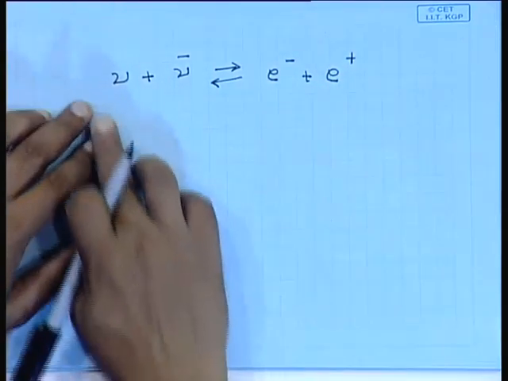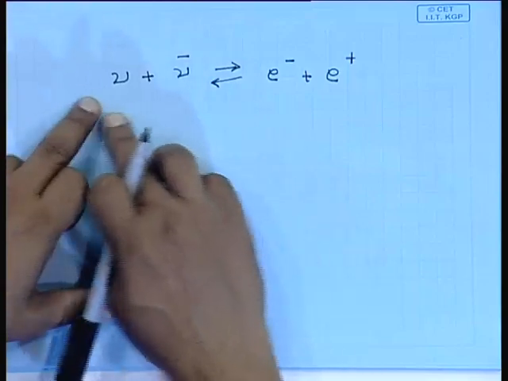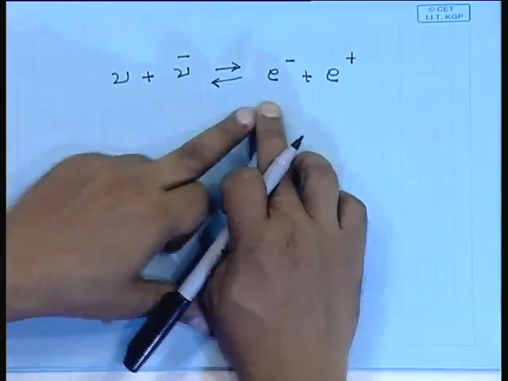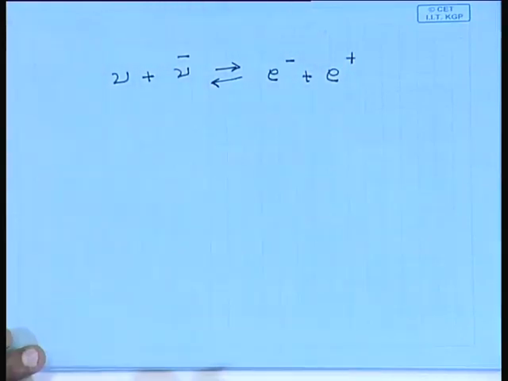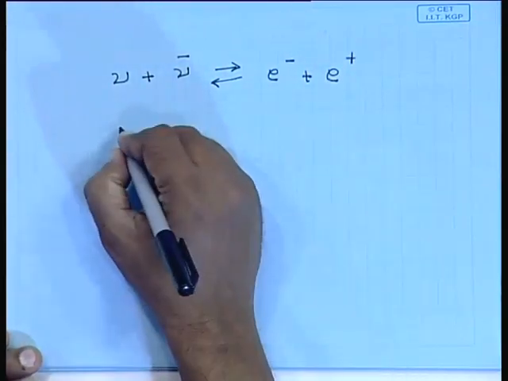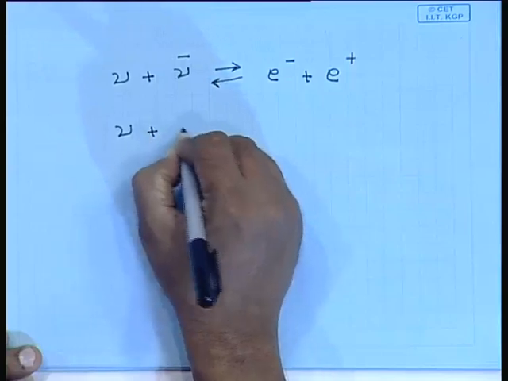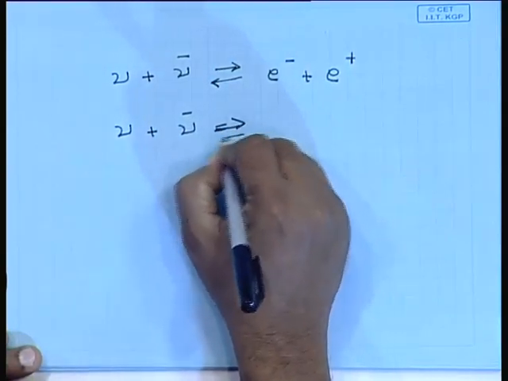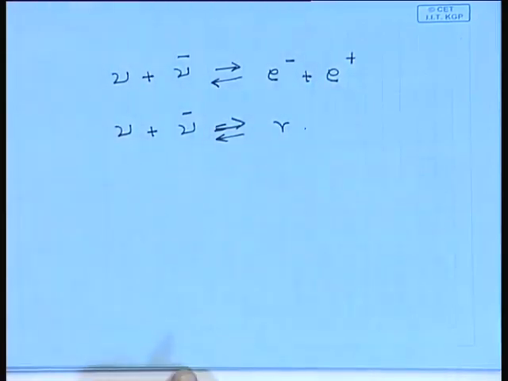Okay. So, neutrinos and antineutrinos can combine to produce an electron and positron. Okay. There was another reaction which I had written down yesterday. This is also allowed. Okay. Then go over to photons.